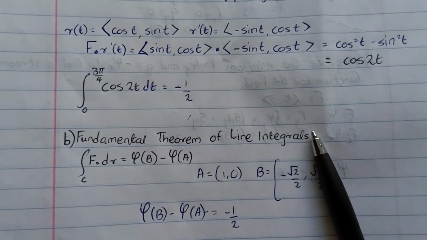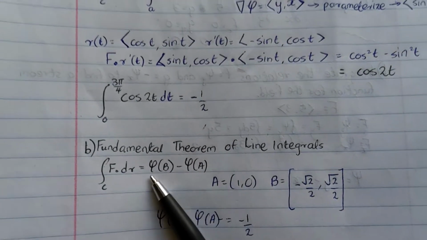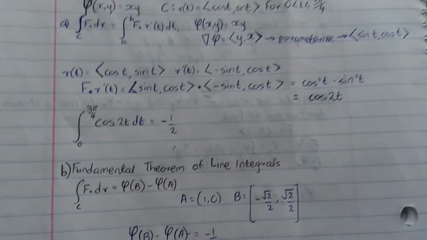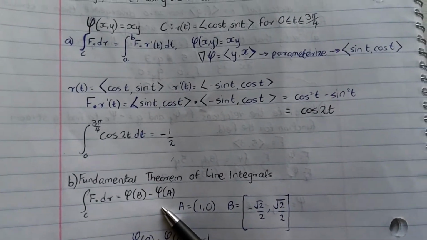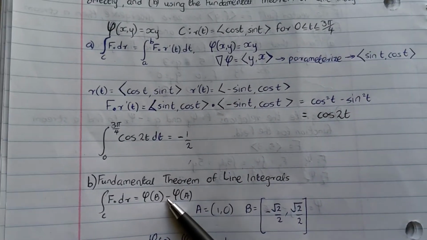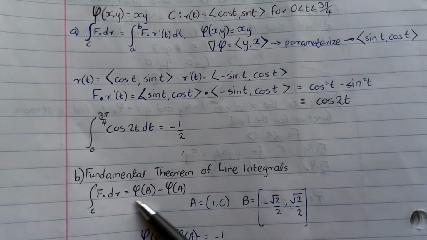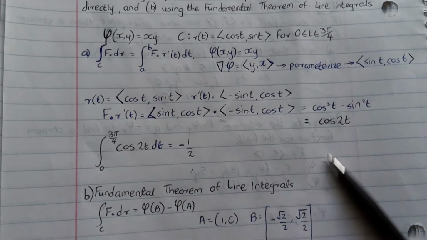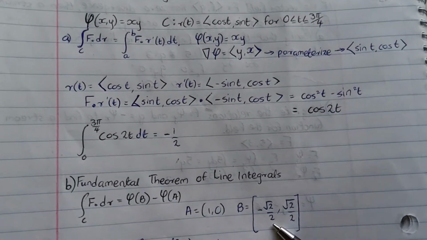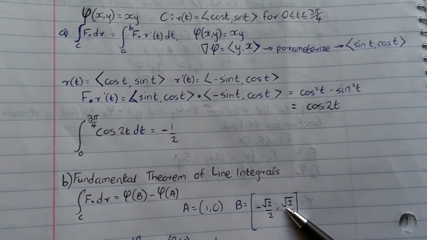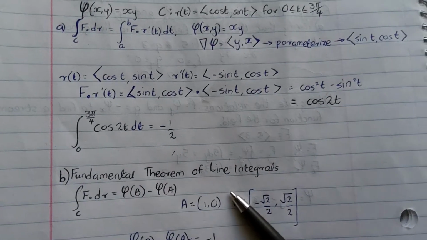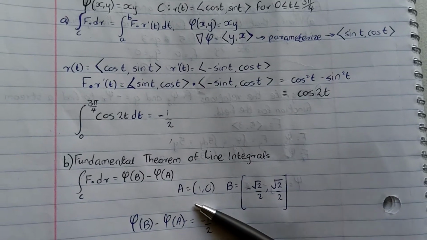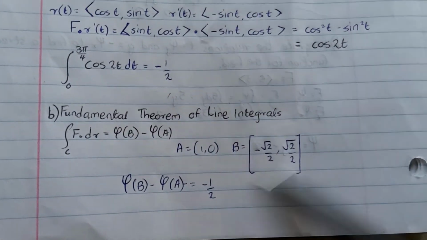Fundamental theorem of line integrals, so same thing: phi of b, the last limit, minus phi of the first limit. So remember b is 3π/4, so sine of 3π/4, and cosine of 3π/4, negative root 2 over 2, and so on, and the a, same thing. Get the difference, add it up, that's your answer.